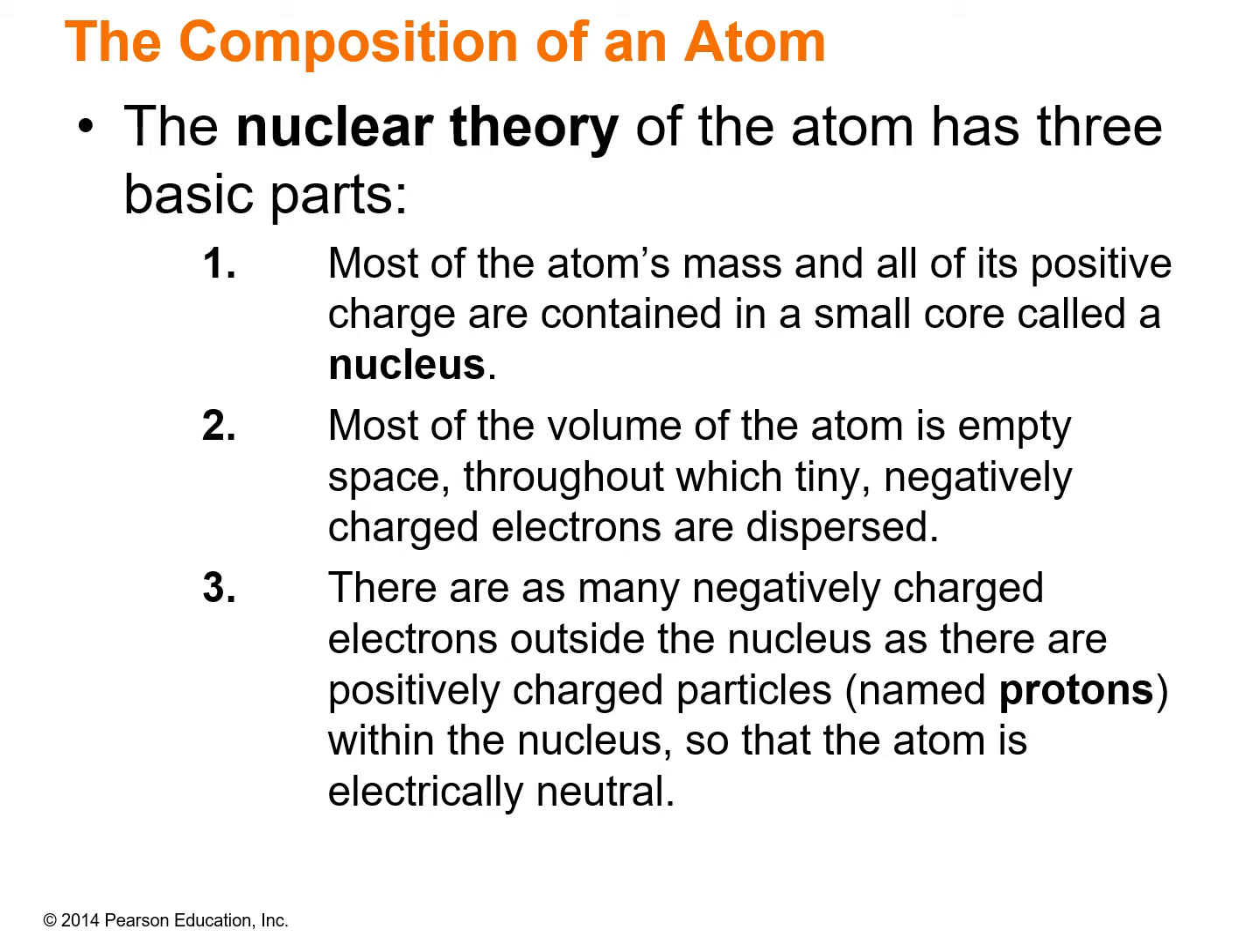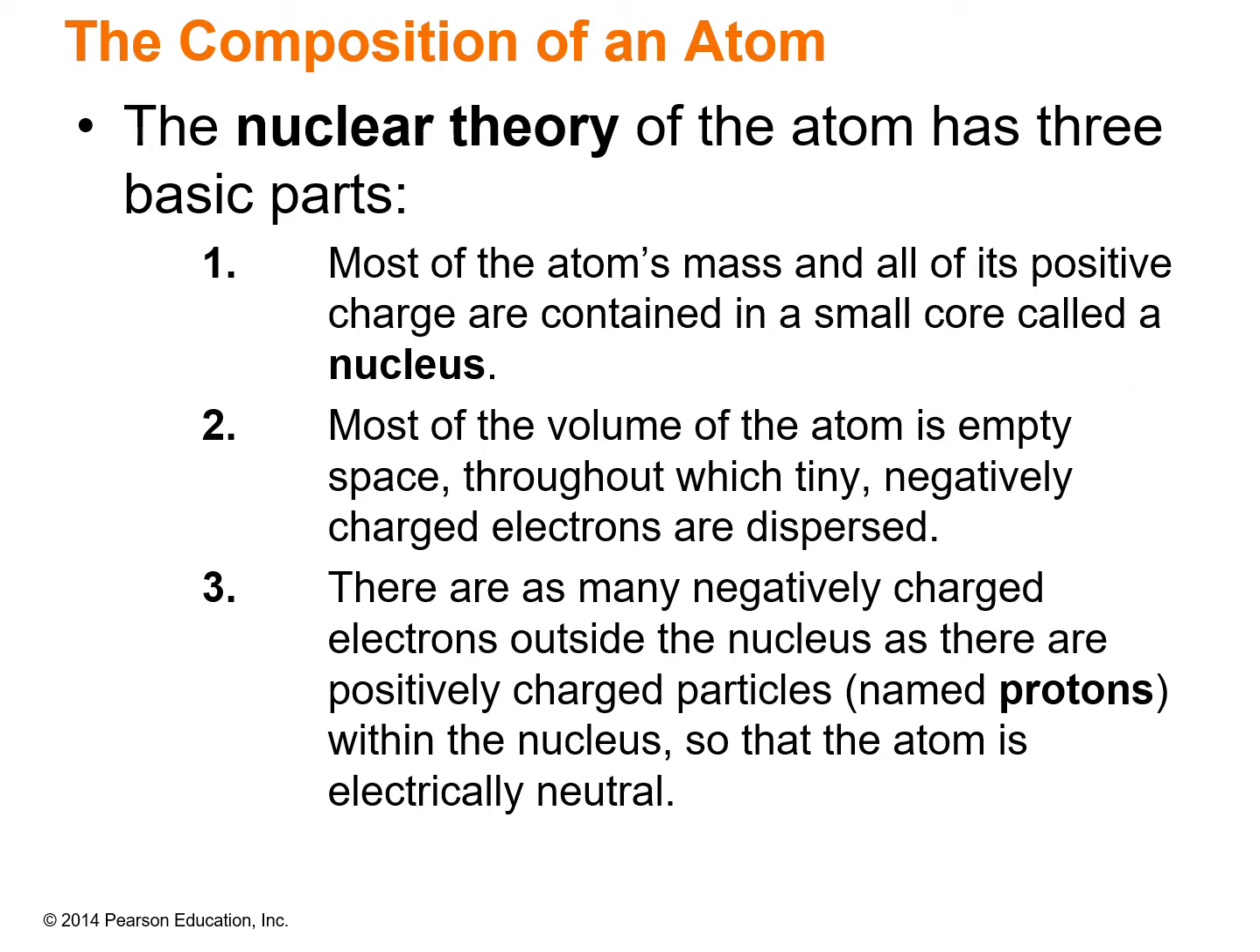Most of the volume of the atom is empty space. So you have the nucleus and then a bunch of empty space around it. And within that empty space are the tiny negatively charged electrons. And remember that there are just as many negatively charged electrons outside the nucleus as there are positively charged particles inside the nucleus. That way the atom is electrically neutral.